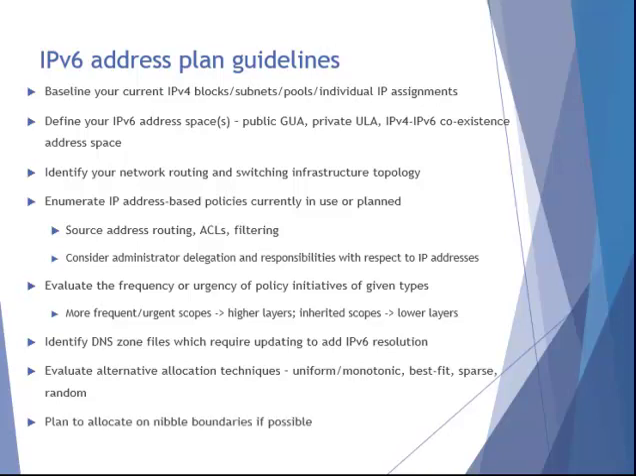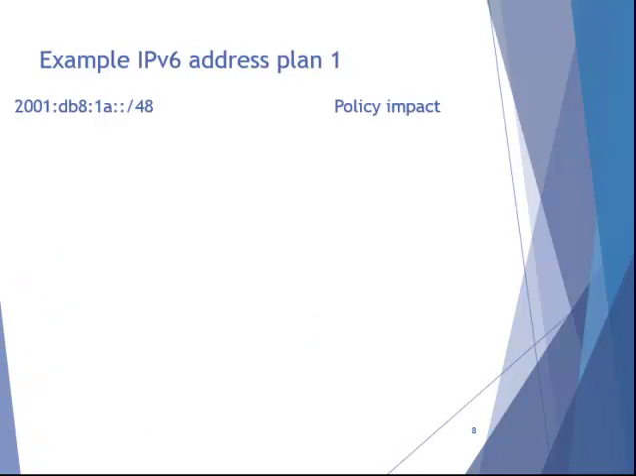Plan to allocate on nibble boundaries, as we've discussed, certainly, and tracking your address space, our final guideline here. Because once you define your plan and implement it, as you well know, networks change and morph over time, and so you'll need to update the plan when a new site is opened, a new application is rolled out, etc. So these plans need to be very dynamic, and therefore tracking needs to be accurate and kept up to date. So let's take a look at an example IPv6 address plan.